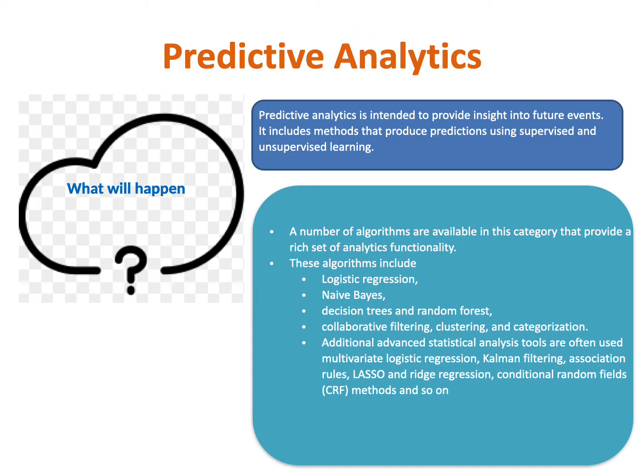And for predictive analytics, we will be using a number of algorithms like logistic regression, some Bayesian classifiers, decision trees and random forest, collaborative filtering, clustering and categorization. Additionally, we will be discussing statistical analysis tools, such as multivariate logistic regression, Kalman filtering, association rules, lasso regression, and conditional random fields.